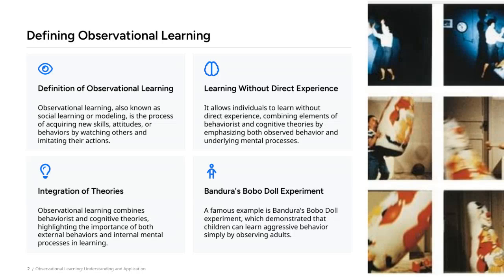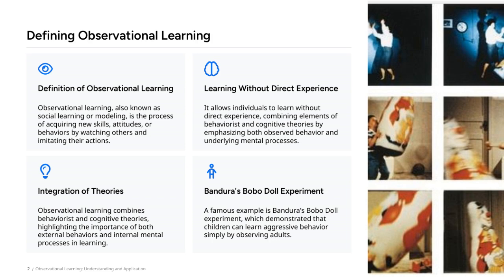Observational learning, sometimes called social learning or modeling, is all about picking up new skills, attitudes, or behaviors by watching others and copying what they do. What's really interesting is that this type of learning doesn't require us to have direct experience ourselves. Instead, it blends ideas from both behaviorist theories, which focus on observable actions, and cognitive theories, which emphasize the mental processes behind learning.